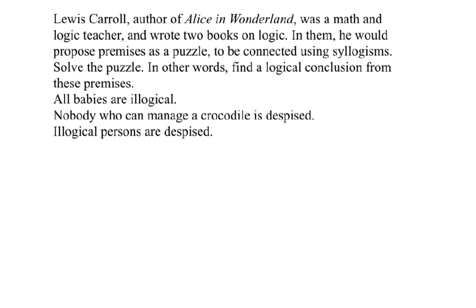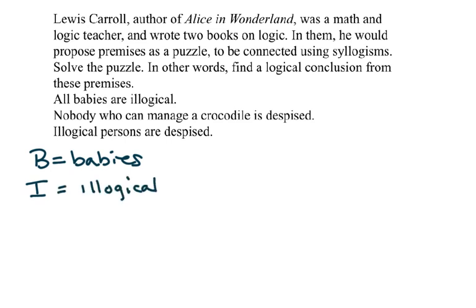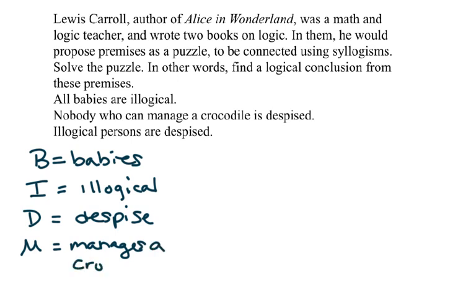So we're going to start with saying B equals babies. I means illogical. D means despised. And M manages a crocodile.